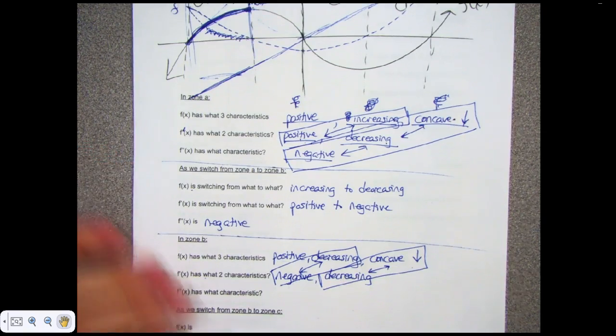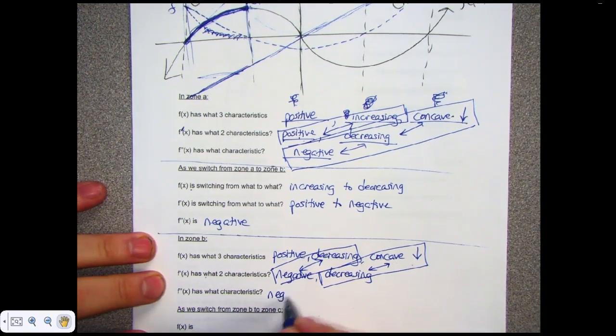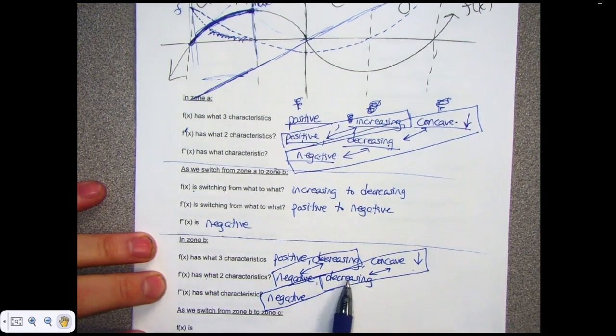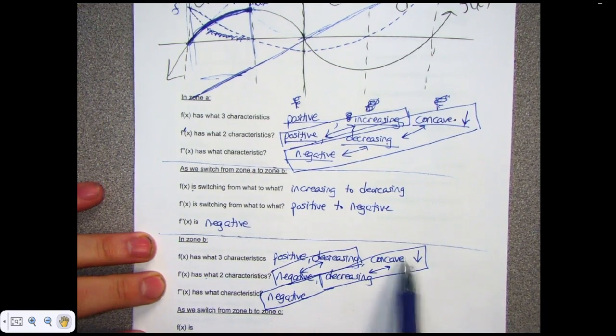F double prime has what characteristics? Anybody? Shout out. Negative. Negative. Which is the same as these two, right? F prime decreasing and f concave down.